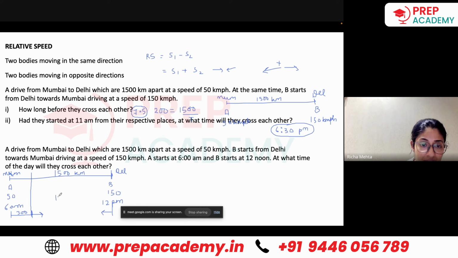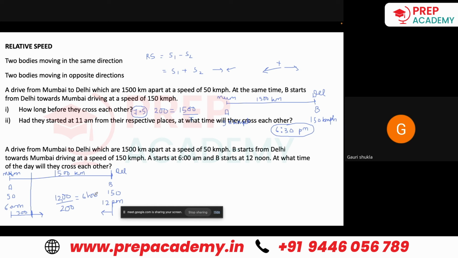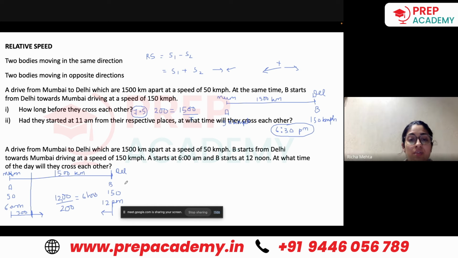So how much time will they take? Distance is 1200 kilometers. Relative speed is still 200 kilometers per hour. So they will take 6 hours to meet in the second part. Are we clear with this? Now they are asked at what time will they meet? So this 6 hours is after they started moving together. So after 12 p.m., if I count 6 hours, they will meet each other at 6 p.m.